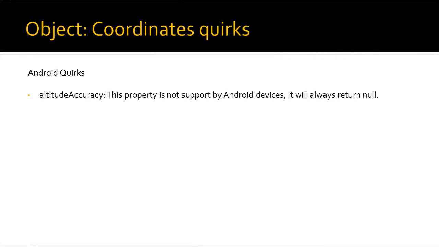Now there is a quirk with the altitude accuracy property on the Android platform. Basically, this property is not supported by Android devices and it will always return null.